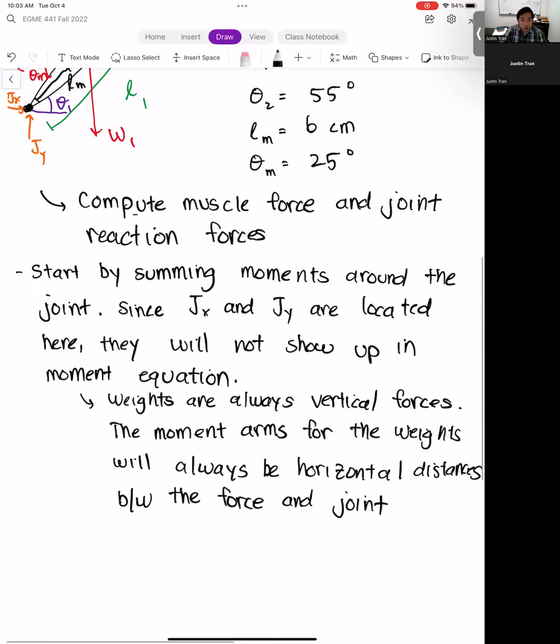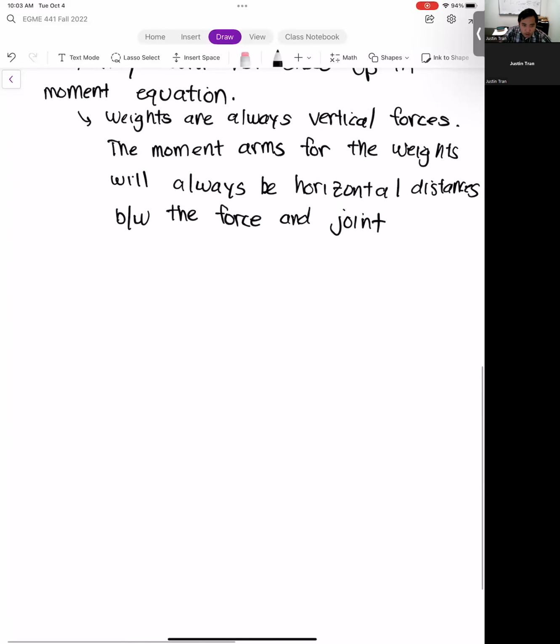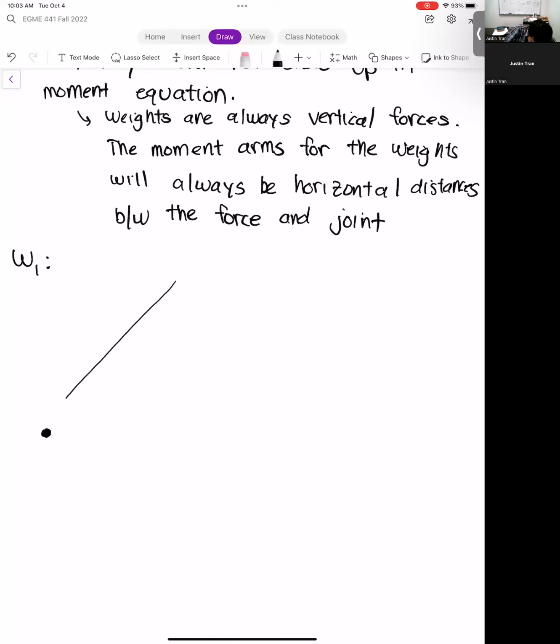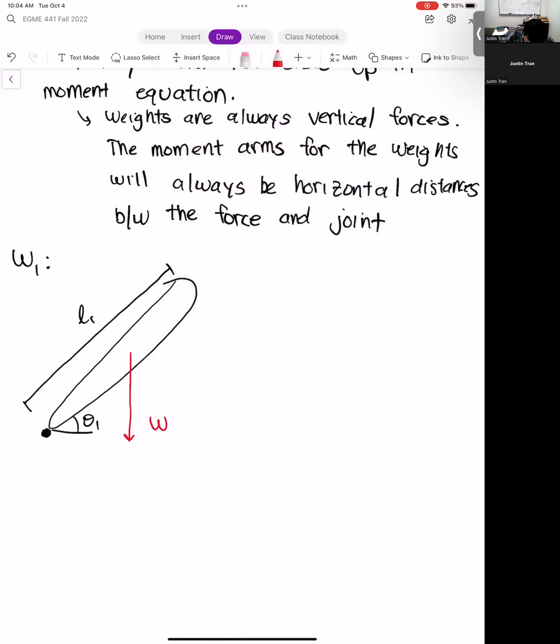So I'll do one example here, just very carefully, and then all the others are going to follow from that. Let's compute the moment resulting from W1. Let me go ahead and draw the figure again. So here is our shoulder joint. Here is the arm segment, and we know this segment has a length of L1 going in that direction. We know this angle here is theta 1, and we know the weight is coming down, W1, just like that.